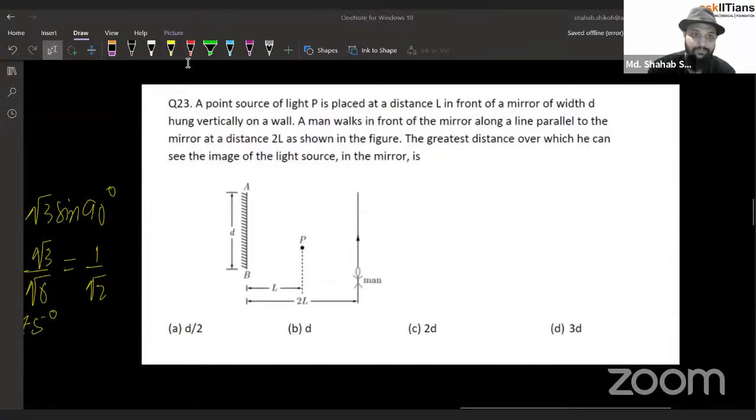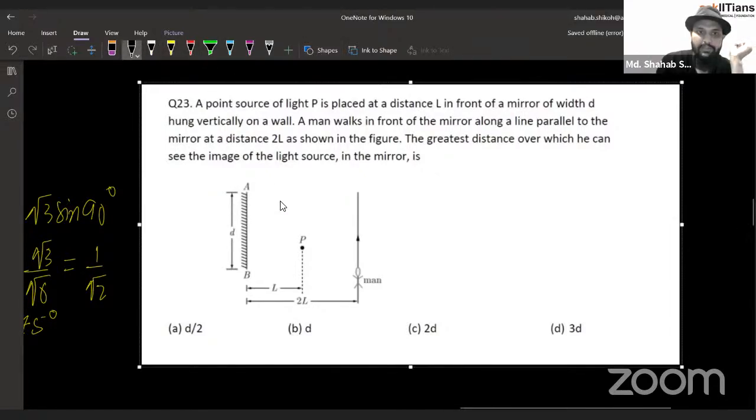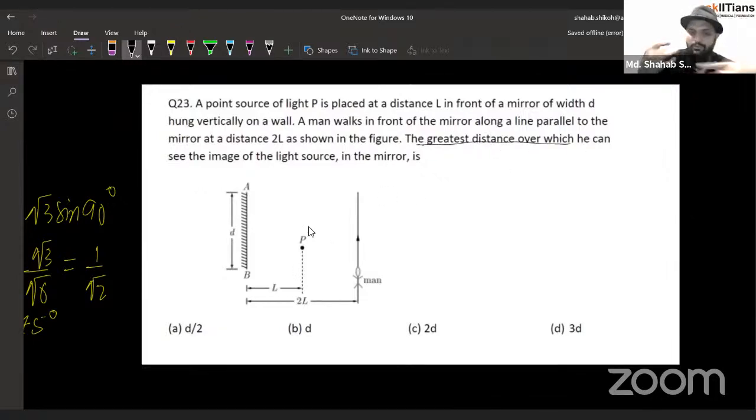Okay, that's good. Listen, what is the question asking? The greatest distance. I know the question, so I'm telling you. A man is walking on this line. So how much distance should he walk over which he will be able to see the image of this point P in the mirror? And you know, this image will be on the same side, the same distance behind. So the image of the point P.